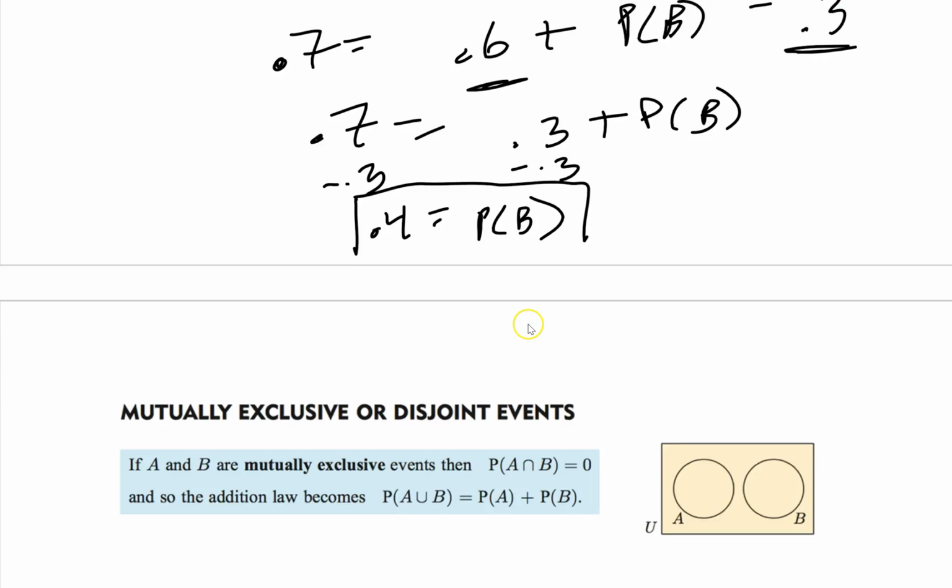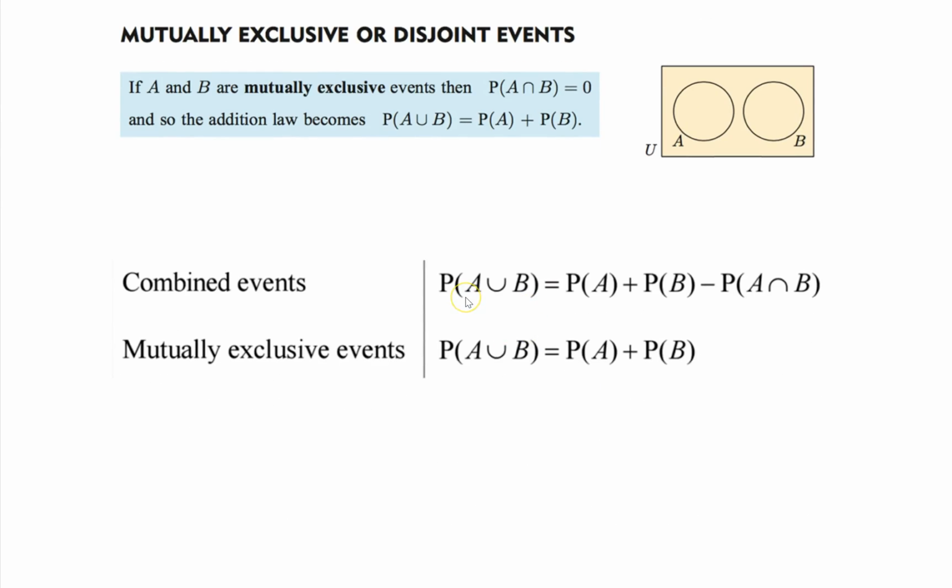Okay, let's look at the next law: mutually exclusive or disjoint events. We kind of talked about this before. Mutually exclusive means that they have nothing in common. So when they say that, you just want to think the intersection is 0. That's what I think of when I hear mutually exclusive. It means they have nothing in common, so the intersection is 0.